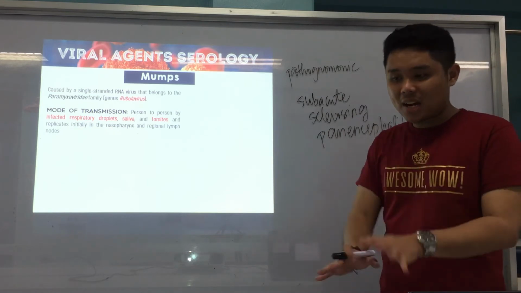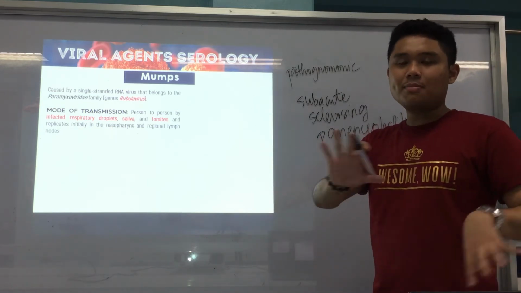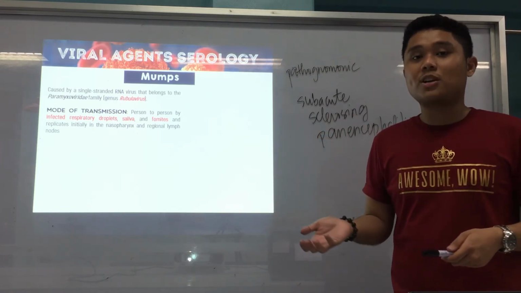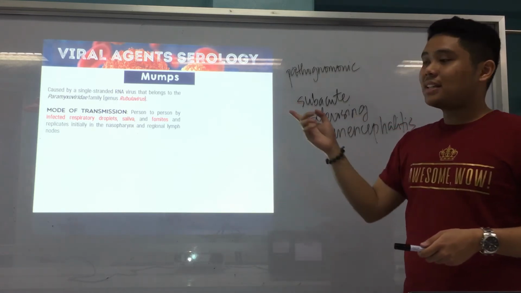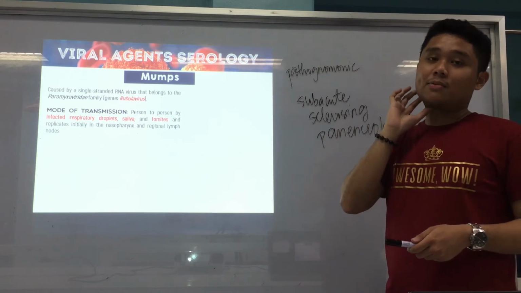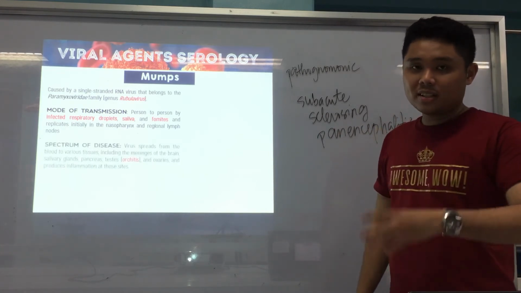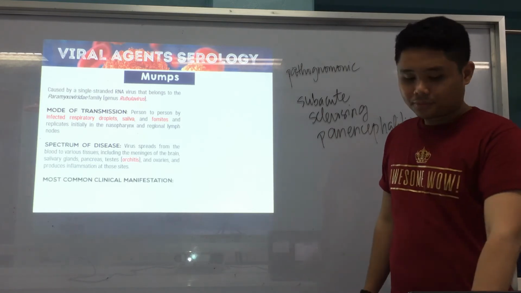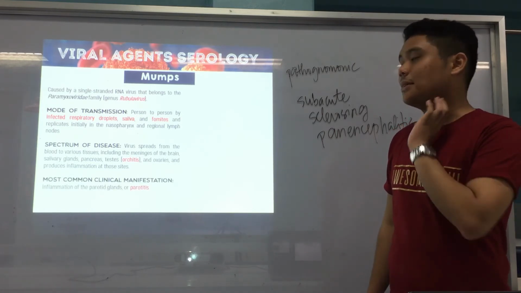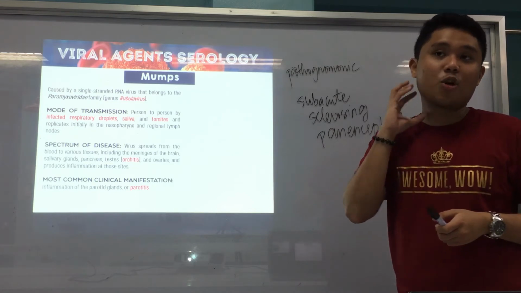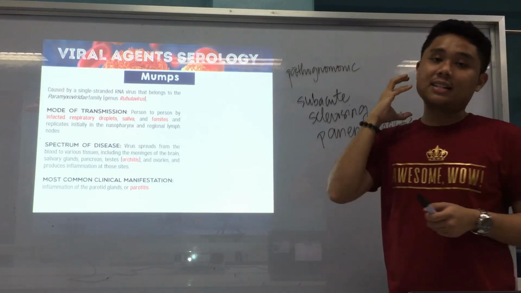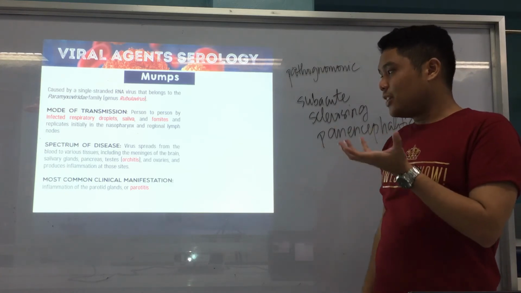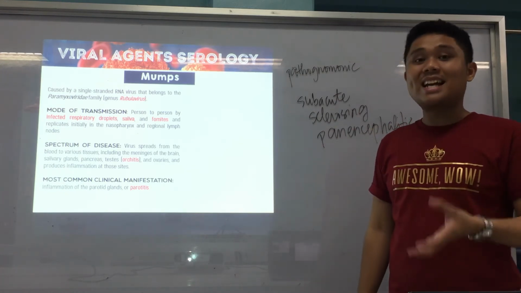Fomites are inanimate objects, like surfaces of a table or a cell phone, from which you can get the pathogen. The virus replicates initially in the nasopharynx and regional lymph nodes. That is why the most popular presentation is inflammation of your parotid glands, your salivary glands, or parotitis, so they swell and increase in size. Aside from that, it can spread to the meninges of the brain, salivary glands, pancreas, and testes.